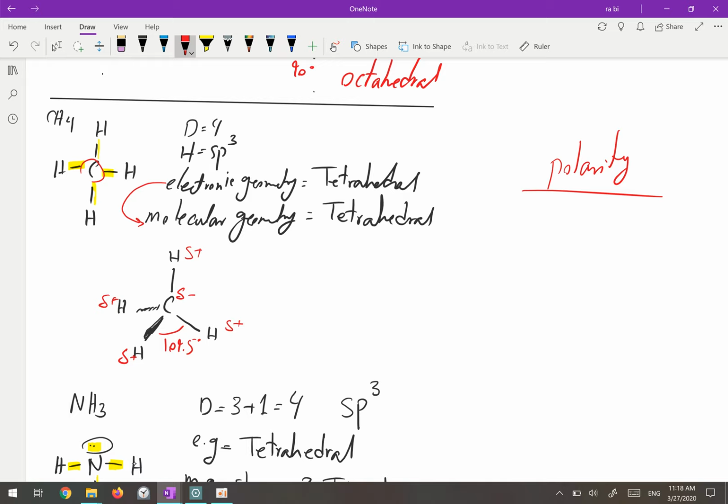So the dipole moments would be like this. So you have, okay, it's better to show it by another color. So you have four polar bonds, but these four polar bonds cancel out each other. So your molecule becomes nonpolar.